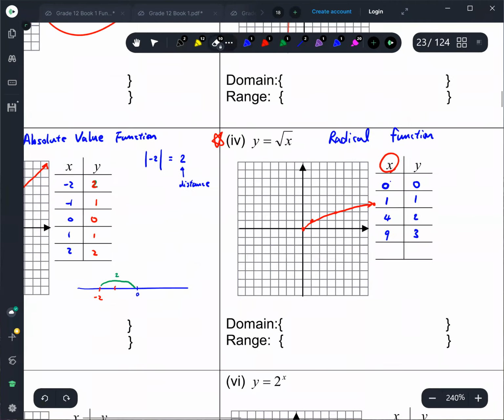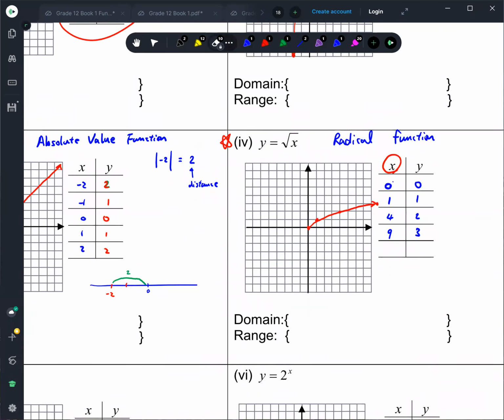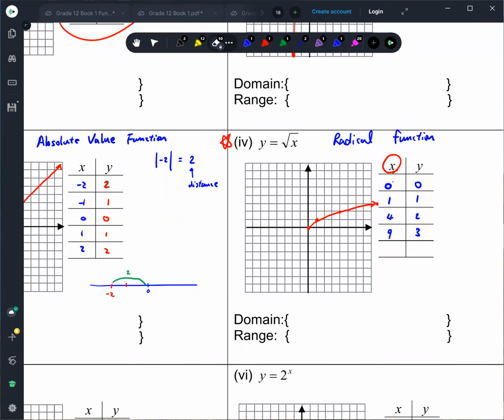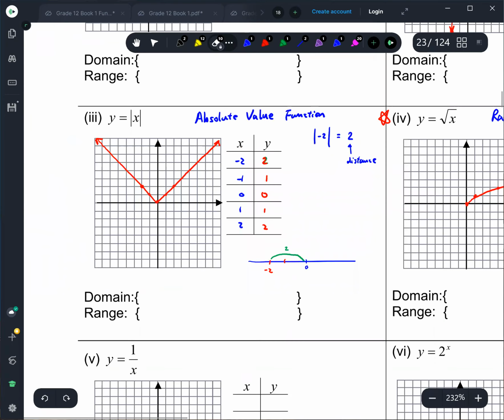Okay, please raise your hand if you are done this one. Okay, still have 2 more to go. Okay, Eric, are you done with the graph? Okay, all right, next one.